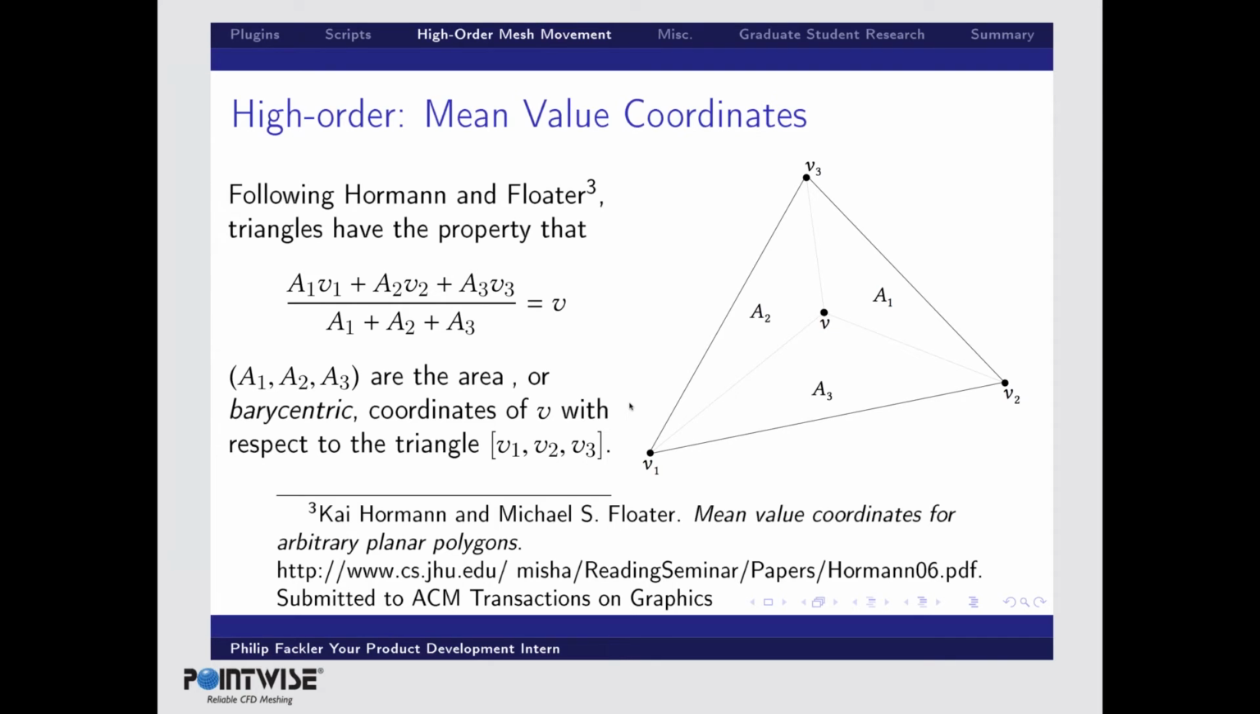The next method is mean value coordinates, and this follows some work from Hormann and Floater. And they're using basically area coordinates. So triangles have a property that you can describe, generate some area coordinates, A1, A2, and A3, that are barycentric coordinates of the node B. So based on this triangle, V1, V2, V3, you can actually use this geometry to do interpolation.